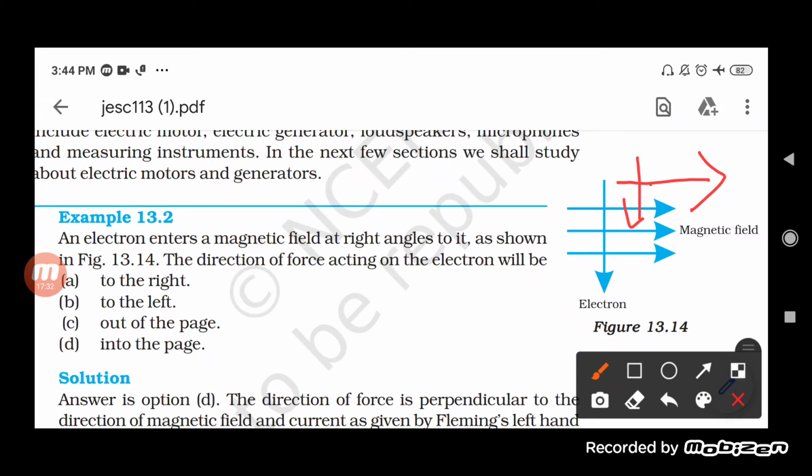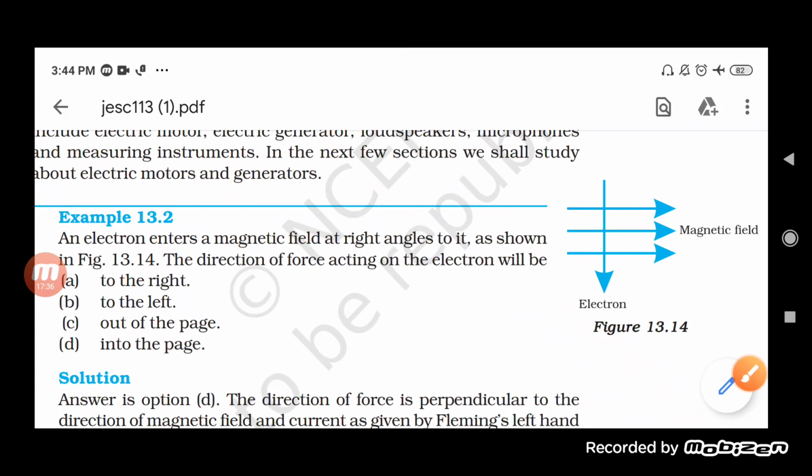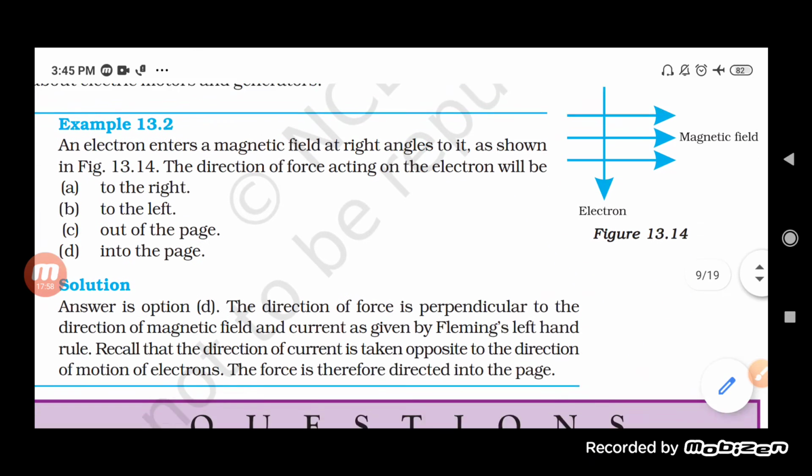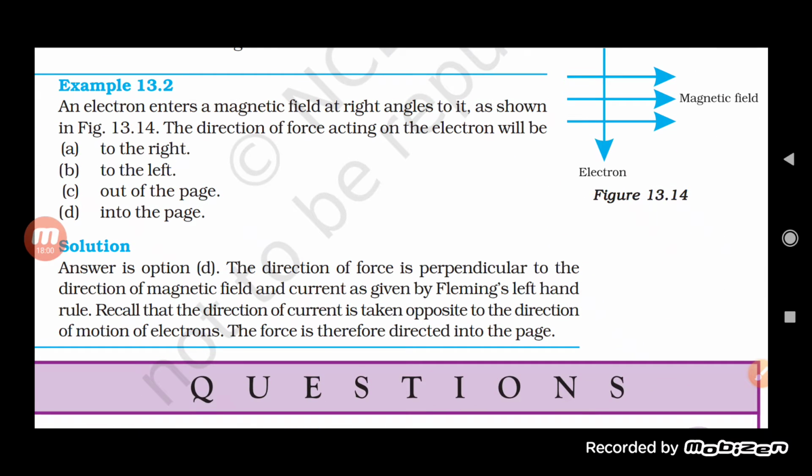So obviously the force is also perpendicular to both of them, that is the magnetic field as well as the current in which the electron is moving. So here the direction of the force acting on the electron will be into the page. So all the three are perpendicular to each other. Out of the four options, that is to the left, to the right, out of the page and into the page, the answer will be into the page.